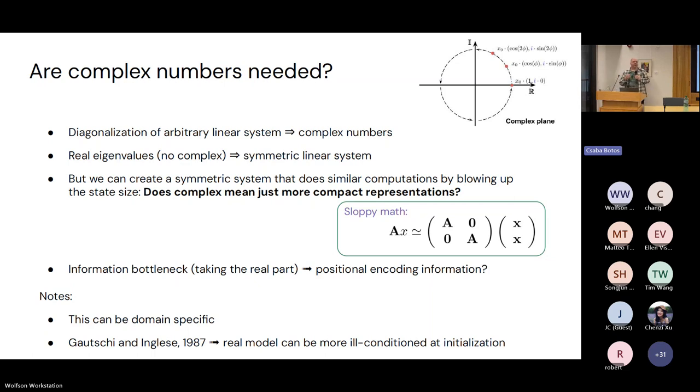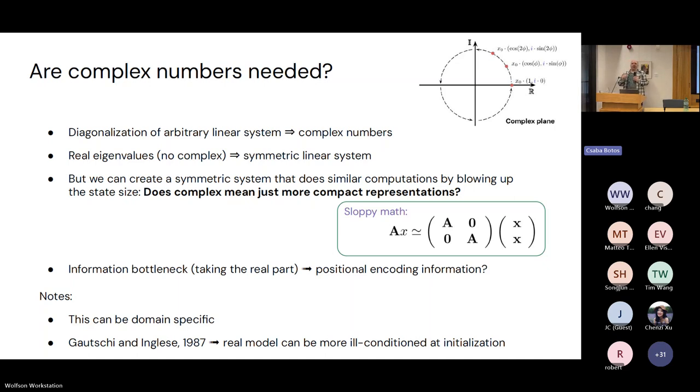They come out of the diagonalization of your matrix. And what does it mean? I still believe that the hypothesis is okay. The math is wrong. The hypothesis is that if you blow up your hidden state size, then you can represent what you could have represented with complex numbers. So I think there's a way of correcting the math. If you make the system [[0, A],[A^T, 0]], now that becomes symmetric. And then if you multiply that with [X, 0], basically from that you can reconstruct exactly the same Y that you would have gotten from the original system, that's AX.